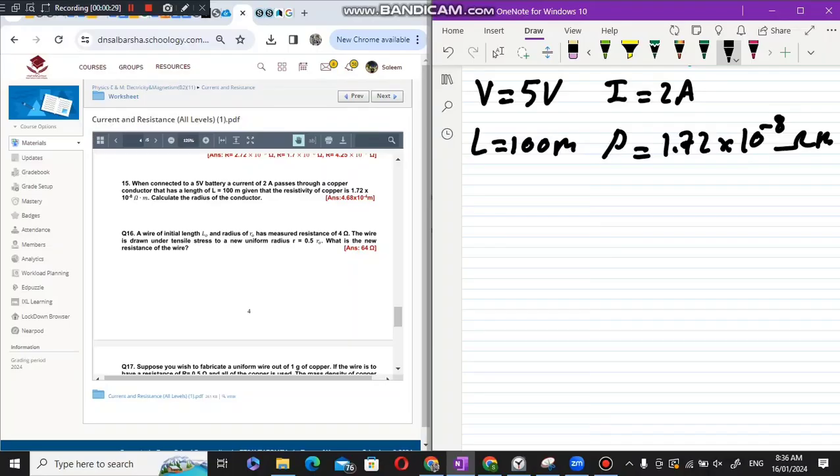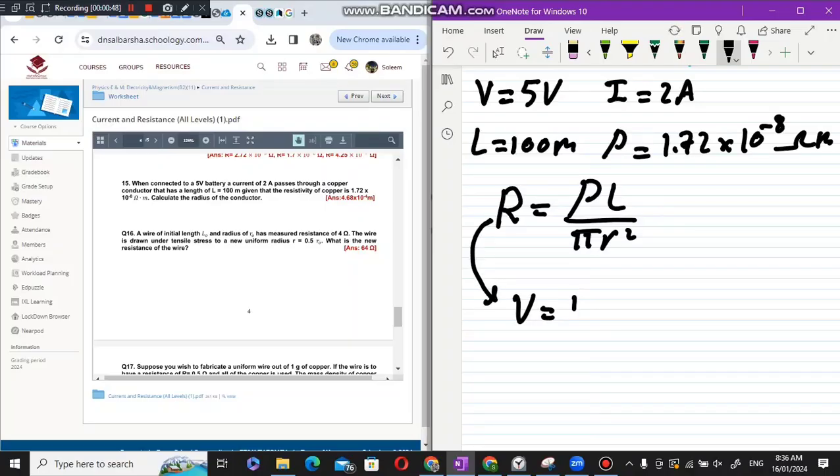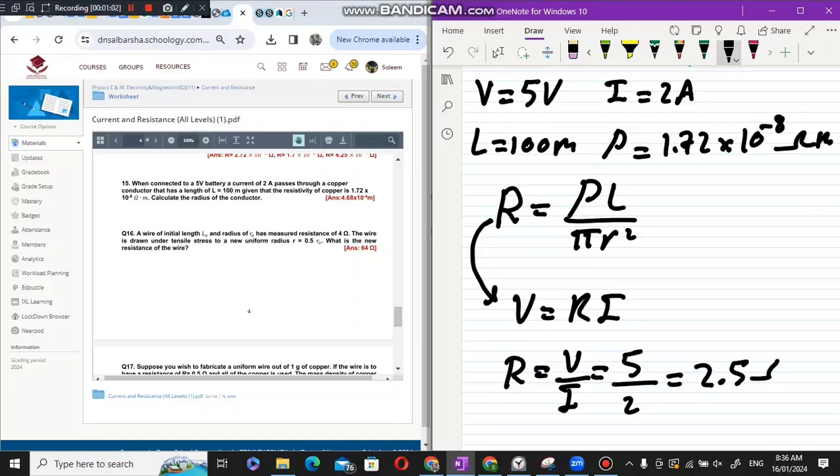So we have length, we have resistivity, and we want the radius, so we need to use this formula, which is resistance is equal to resistivity times length over pi r squared. However, here we don't know what's the resistance and we don't know what is the radius. We know the resistivity and we know the length. So from where do we get the resistance? We do the following. We know that V is equal to R times I, which means that R will be equal to voltage over current. And voltage is given as 5 and current is given as 2. So we'll have the resistance as 2.5 ohms.